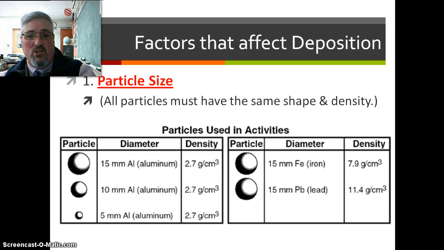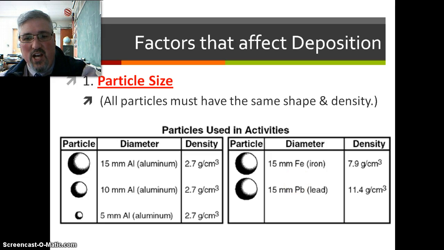Okay, so let's look at some information from an experiment. Particles were used in this activity. These are all off the Earth Science Regents exams. You can see here on the left side you have a particle that is 15 millimeters in diameter. It's aluminum. Then you have a 10 millimeter aluminum sphere, and a 5 millimeter aluminum sphere. They all are aluminum, so they all have the same number of molecules in the same amount of space, so they all have the same density.